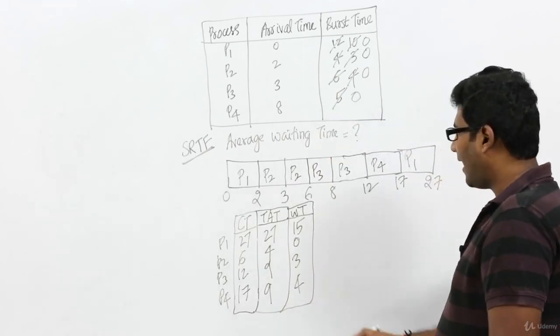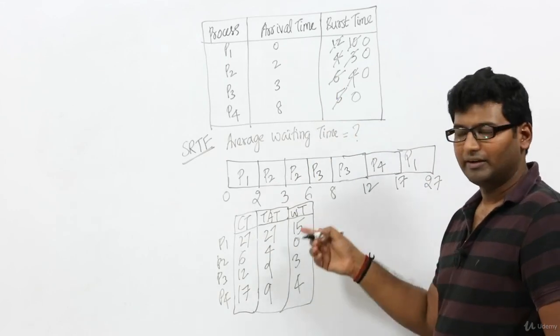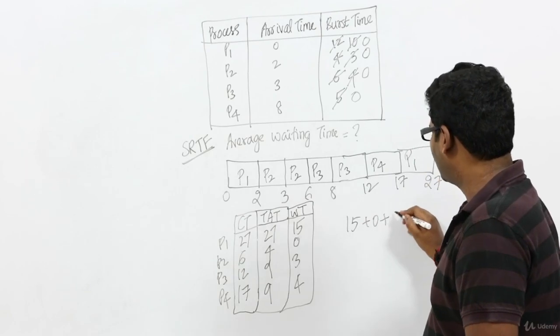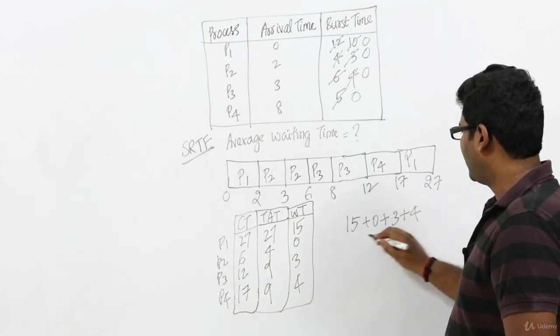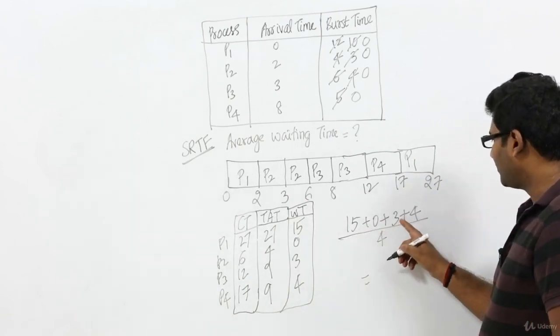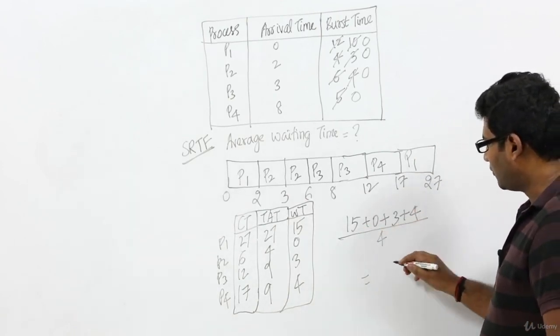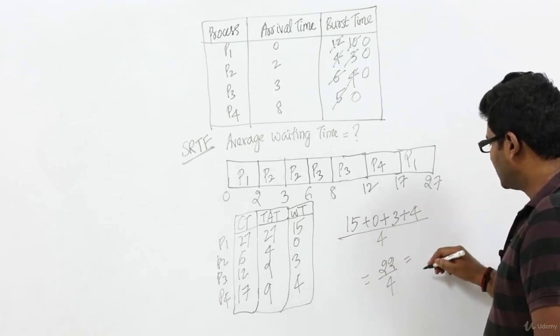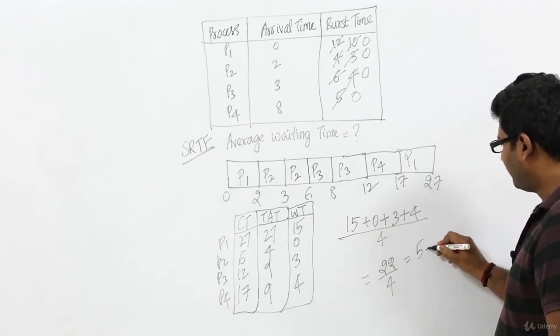Now we were asked for the average waiting time, right? So the average waiting time is 15 plus 0 plus 3 plus 4, divided by 4. 15 plus 3 is 18. 18 plus 4 is 22. So 22 divided by 4 is 5.5.